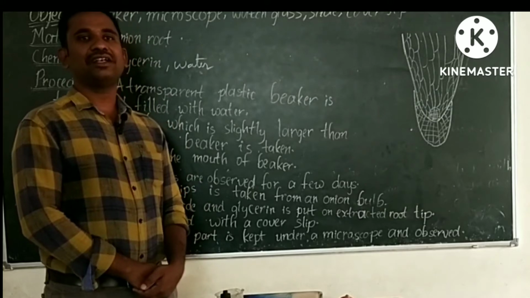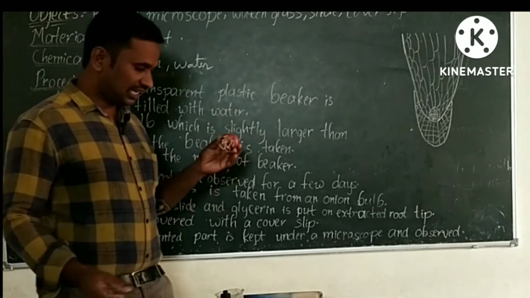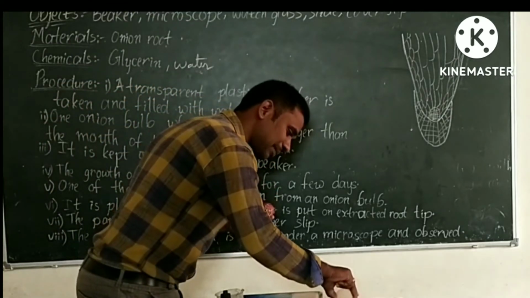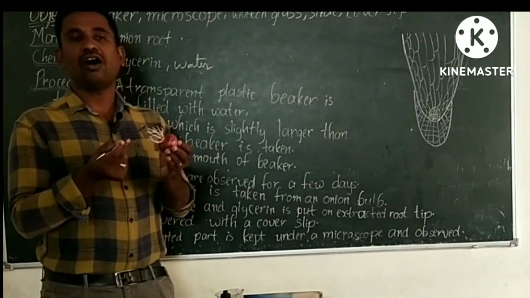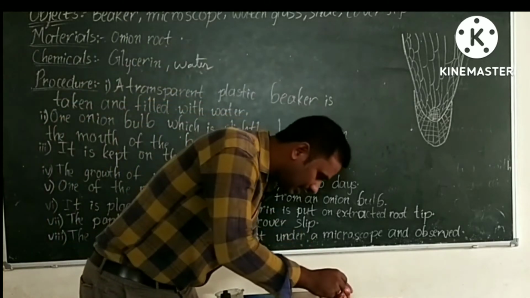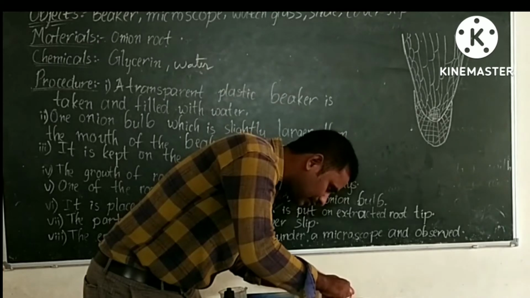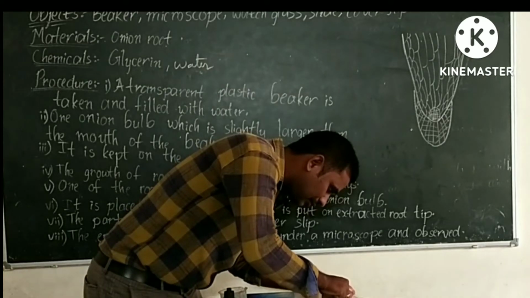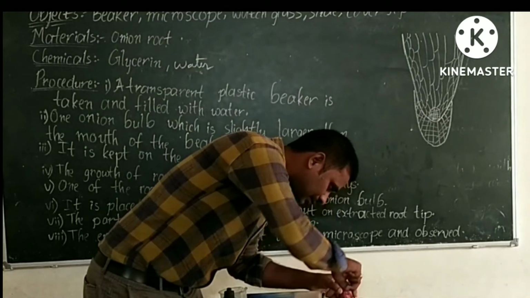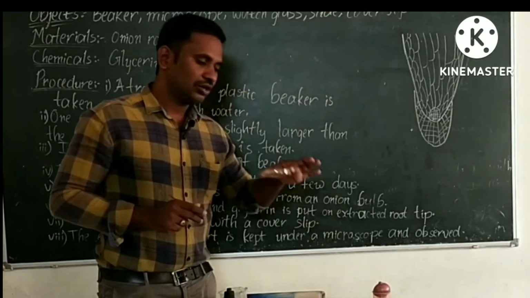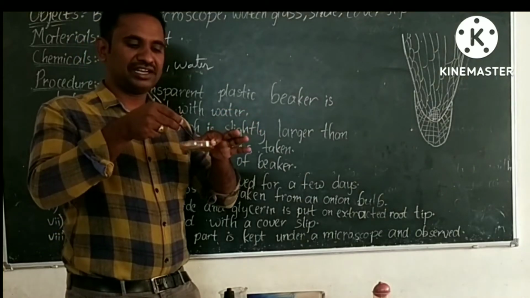Now we can separate the root tip from the bulb. We will take some water in a watch glass or petri dish, and separate the root tips of the onion bulb. So now we have separated the root tips and collected them in a petri dish.